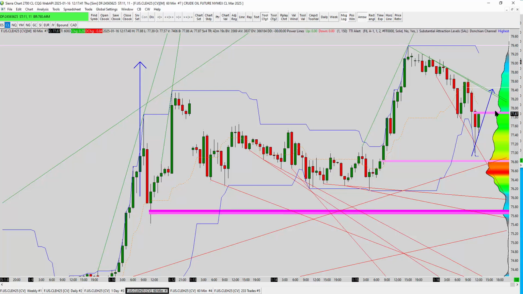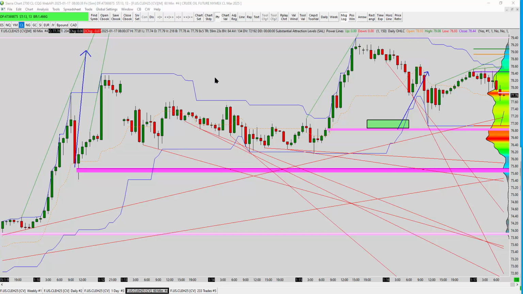There was a barrier against us, but it broke. Once that broke, the market basically went to 78.40, which was my final target. But since then, you know what happened? At 78.40, it pushed the market lower.